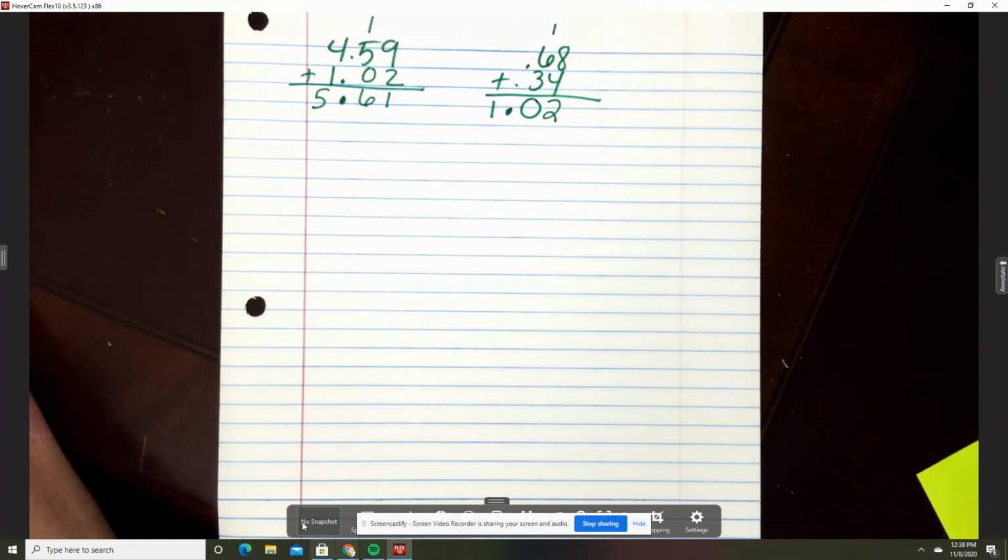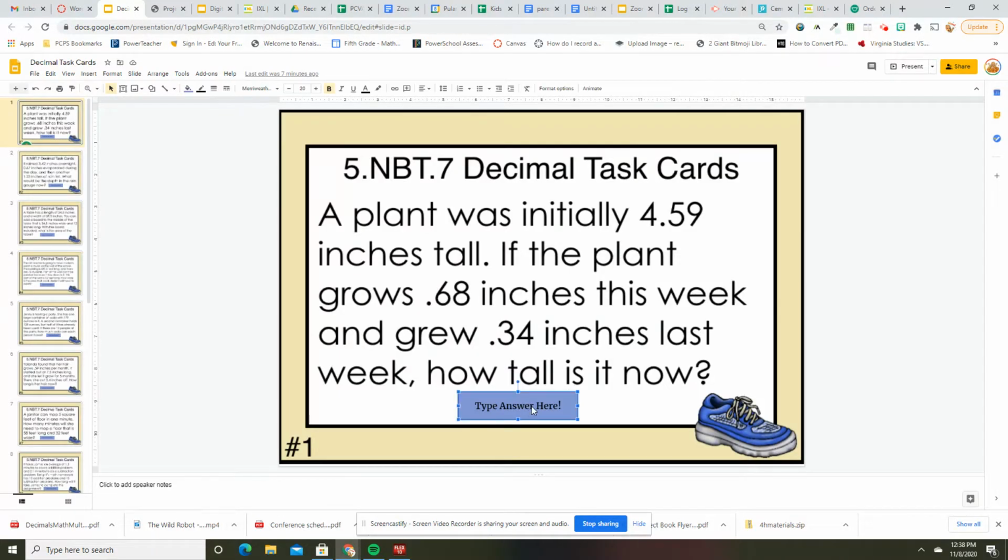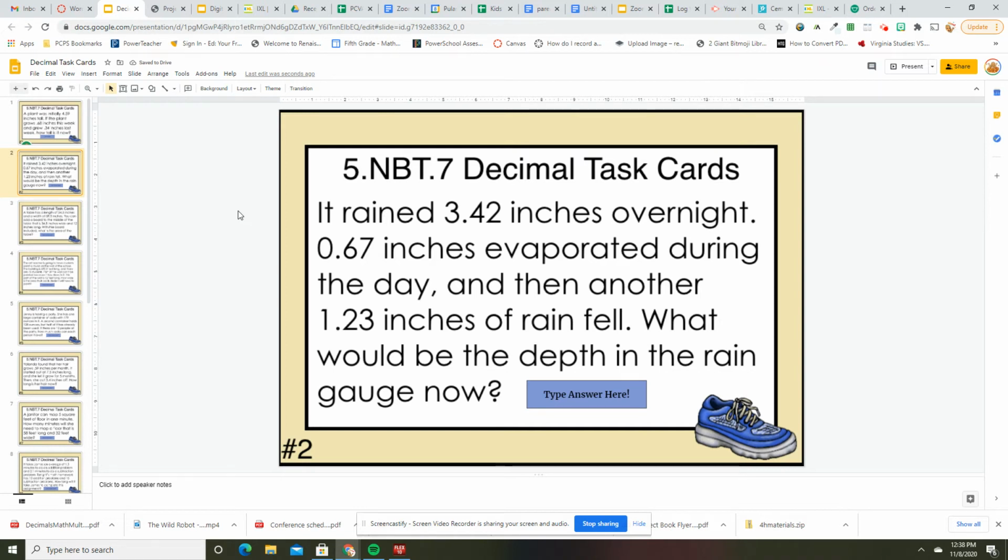So the answer is, and you just type here. When you go to type, you're going to have to click it and highlight the text that says type answer here, and then you're going to be able to type in the answer. Okay, 5 and 61 hundredths inches. All right, let's look at this one.